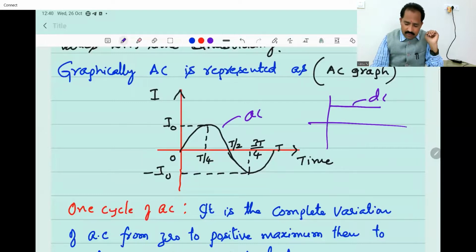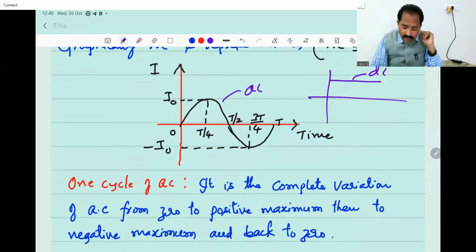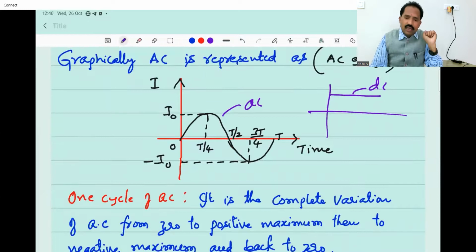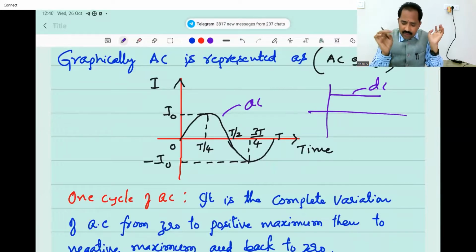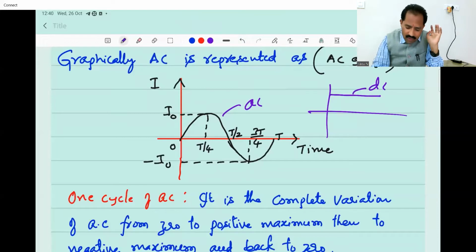Fine. So they may ask you to draw the AC graph for 1 mark. You are supposed to draw this graph representing current along the y-axis and time along the x-axis. Look at the variation. The peak value is called I0, the peak value of current, or peak value of voltage. I represents current, V represents voltage. So this is the representation of the AC graph.